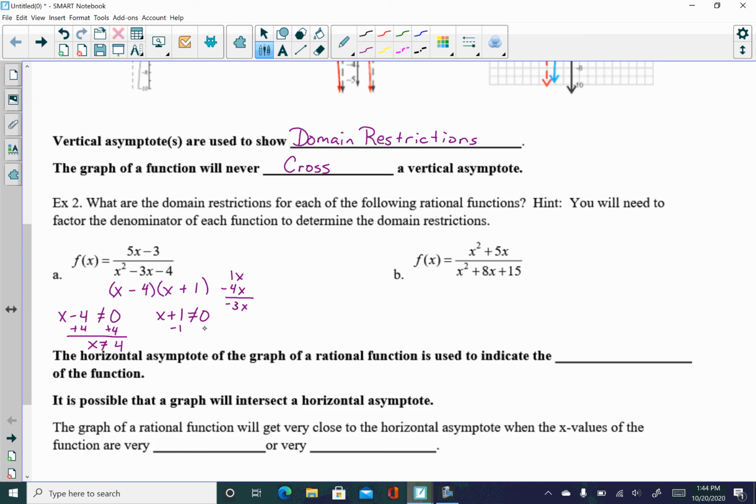And we come over here, subtract 1 from both sides, and we say x cannot equal -1. So those would be your domain restrictions here, okay? You'll in a moment see a correlation between those domain restrictions and your vertical asymptotes, okay? I'm going to let you pause the video and try letter B and take that one from top to bottom to find the domain restrictions. And then we'll move on down here below.